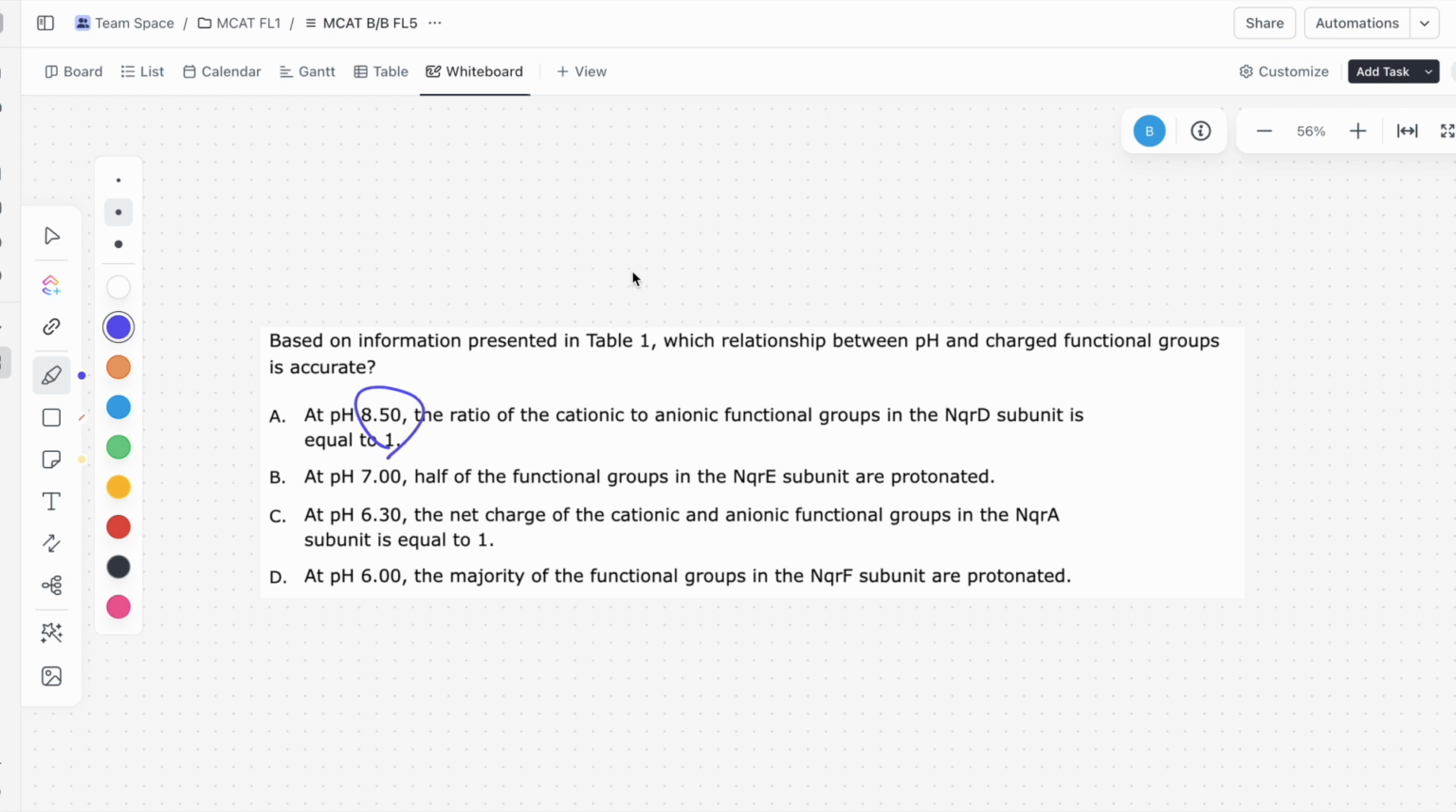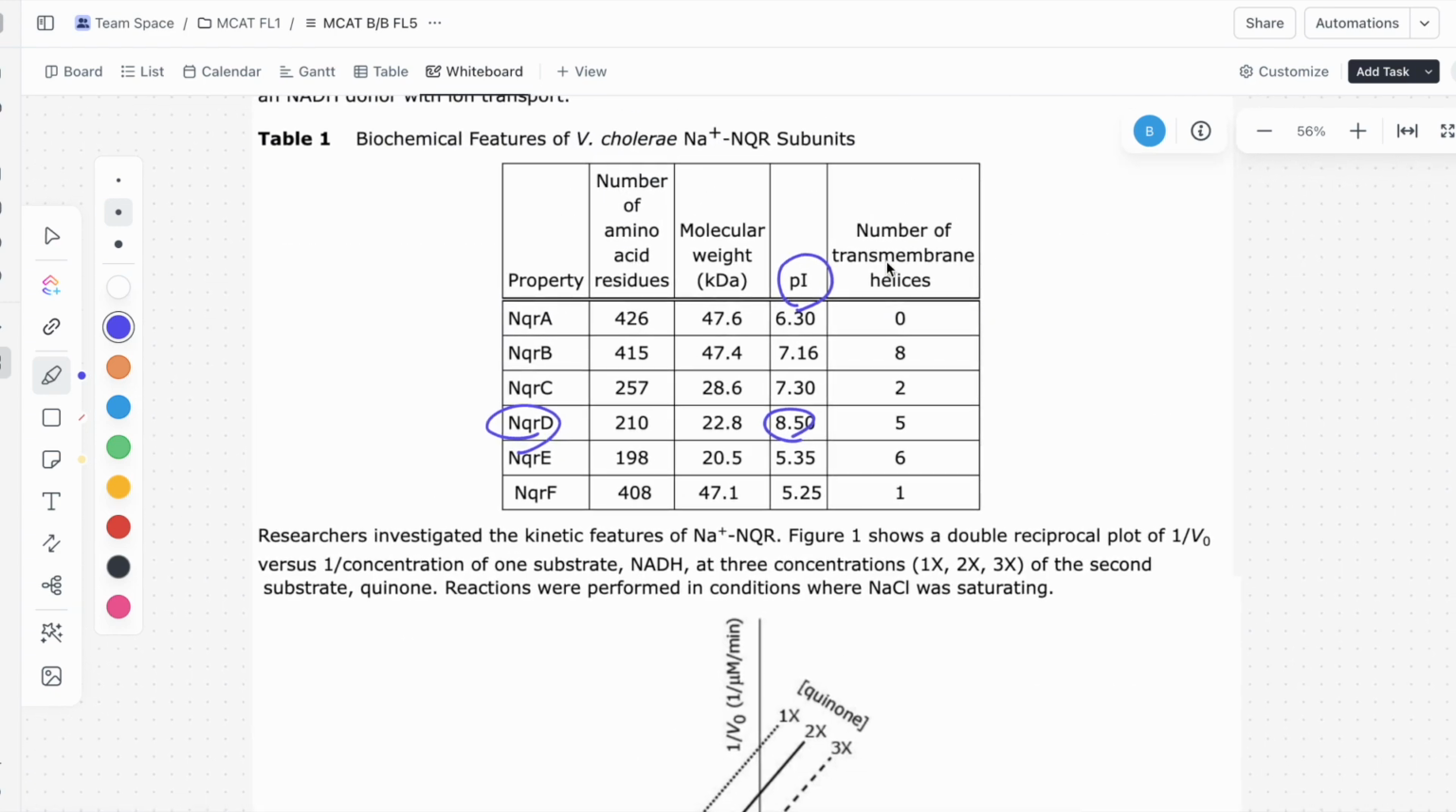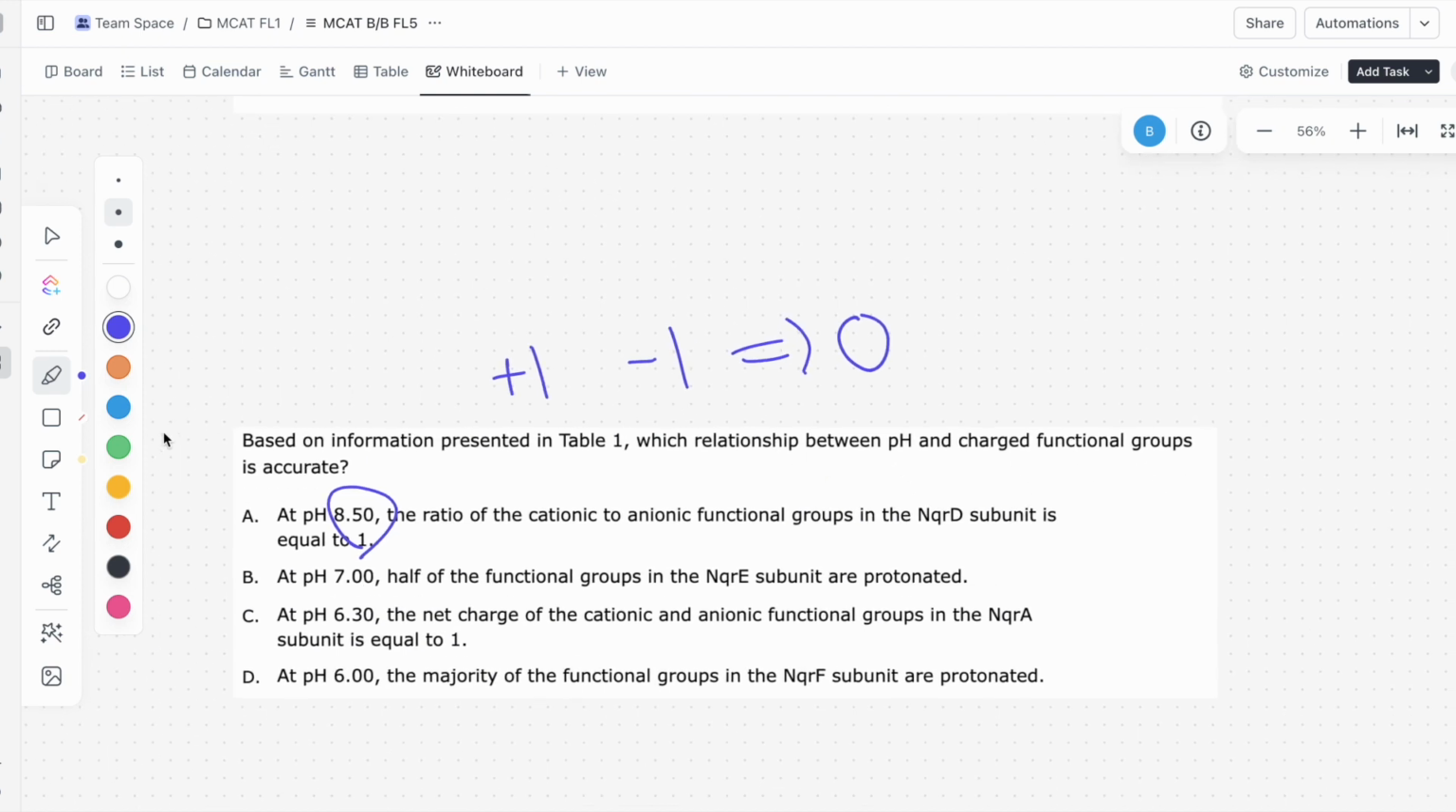So that doesn't mean every single functional group has a charge of 0. That means that if you have one functional group that's +1, then you have to have another functional group that's -1, so that they add up to 0. So let's take a look. It says at pH 8.5, the ratio of the cationic, remember the cationic means plus, and the anionic functional groups, so that's minus, in the NQRD subunit is equal to 1. Now proteins are always +1 or -1, and so that means if you have an equal ratio of +1s and -1s, your sum of these charges is going to be 0, aka that's your PI. And since we look at this table, we know that NQRD's PI is 8.5. A has to be a correct statement.